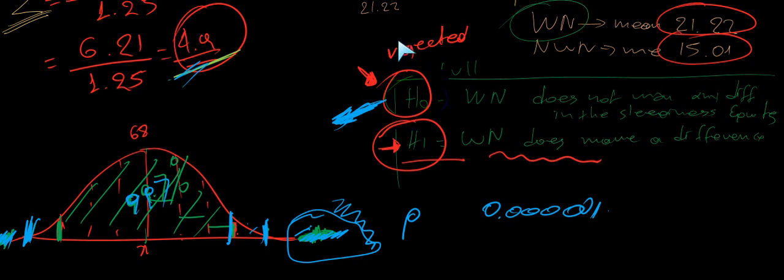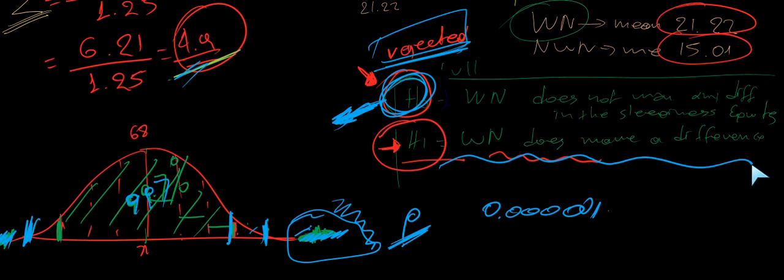So, I'm persuaded now that it's highly unlikely. It's a very high probability that this is not accepted. So if this is rejected, not accepted, this is what I'm going to accept. Okay, that white noise does make a difference.